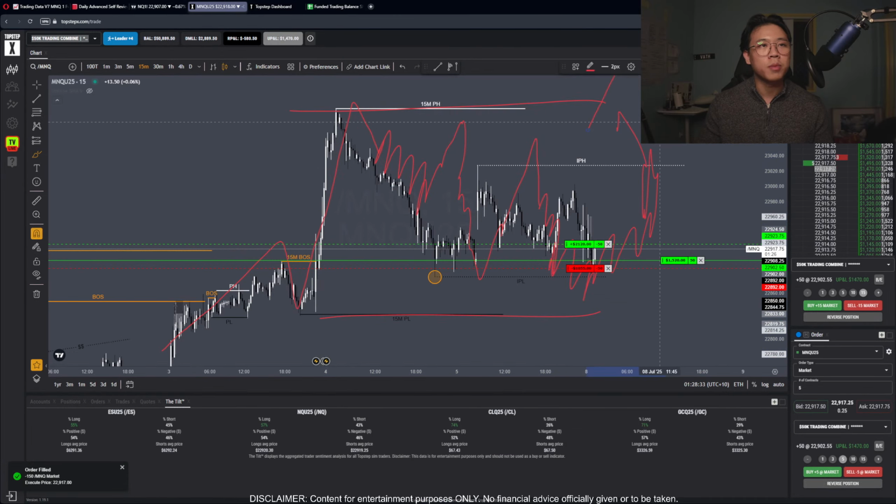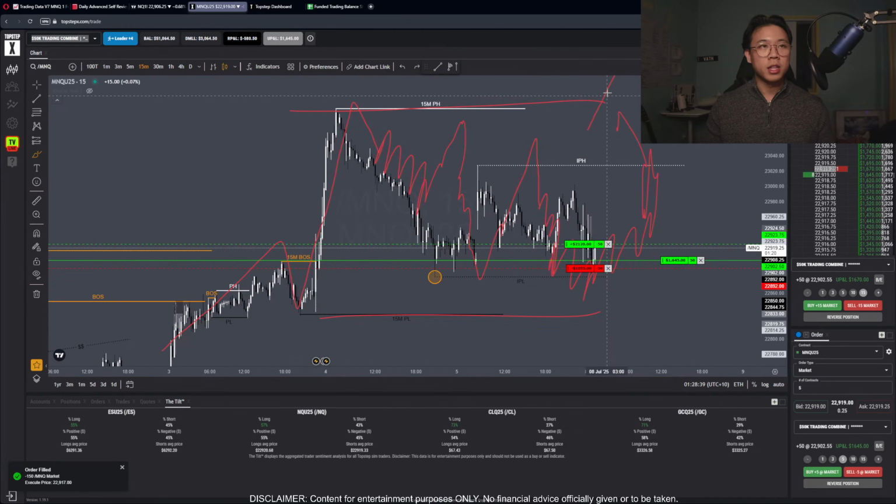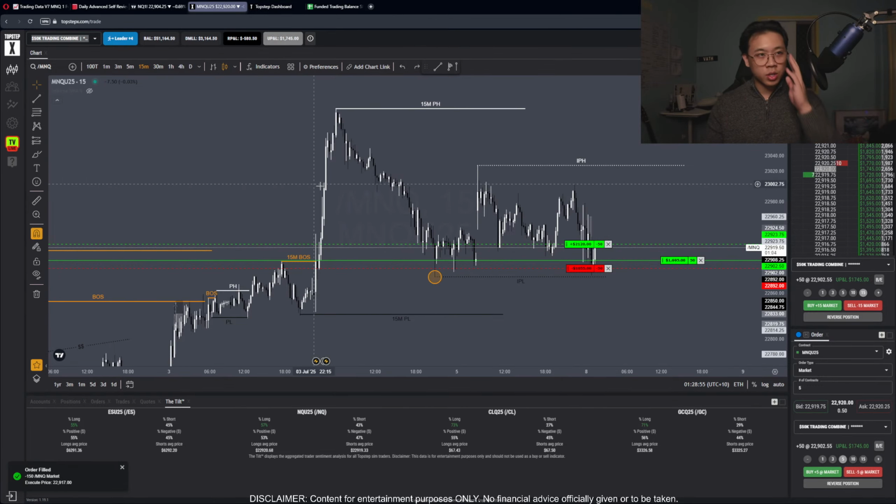So you can go up, so this 15-minute protected high will become a break of structure, and then there will be a new protected high up here. Or if it breaks below it, we're not following the trend anymore, and this 15-minute protected low turns into a change of character. Okay, and so that means a reversal is imminent. So that is internal and external structure, quickly again.